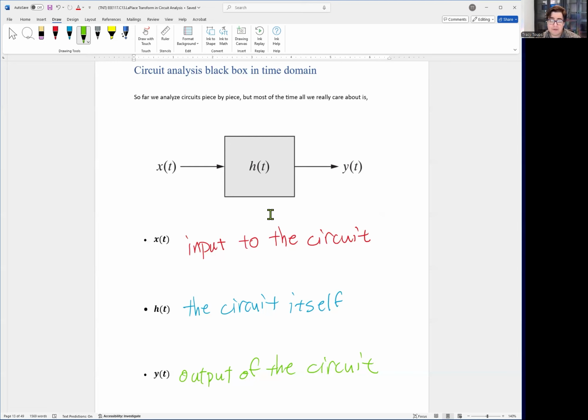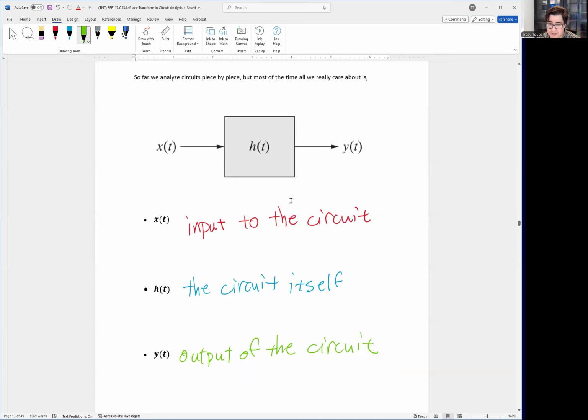Okay, so this is called the black box analogy, where you have an unknown circuit called H of t. You have an input to the circuit called X of t. That's us bothering the circuit or testing it. You have an output of the circuit that we observe. And between these, we have a complete system. So X of t is the input, H of t is the system or the circuit itself, and Y of t is your output observed.